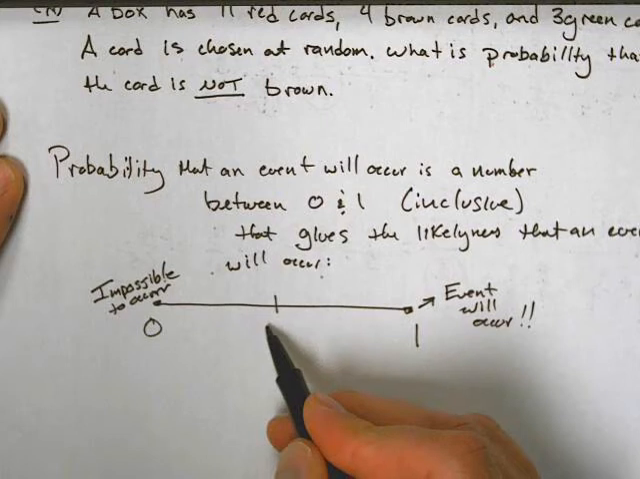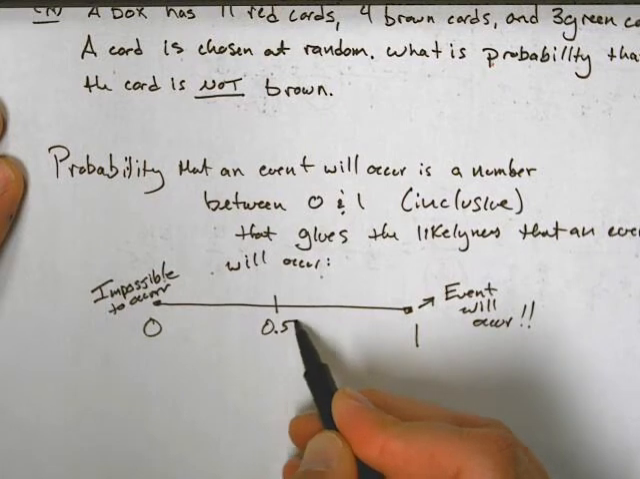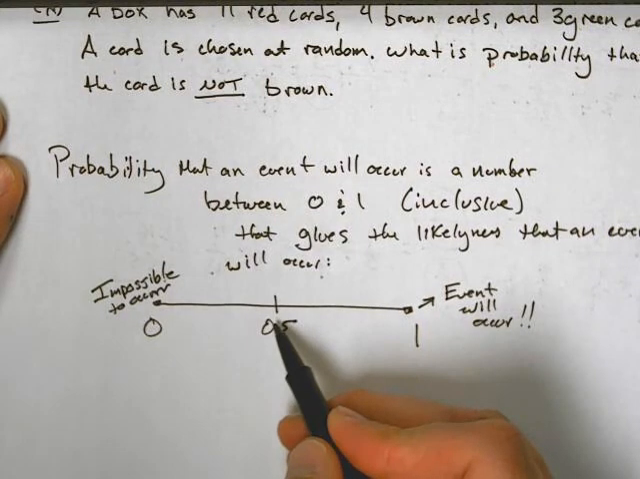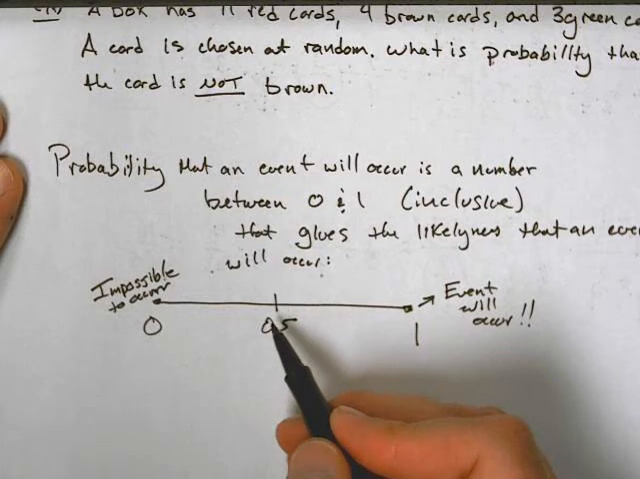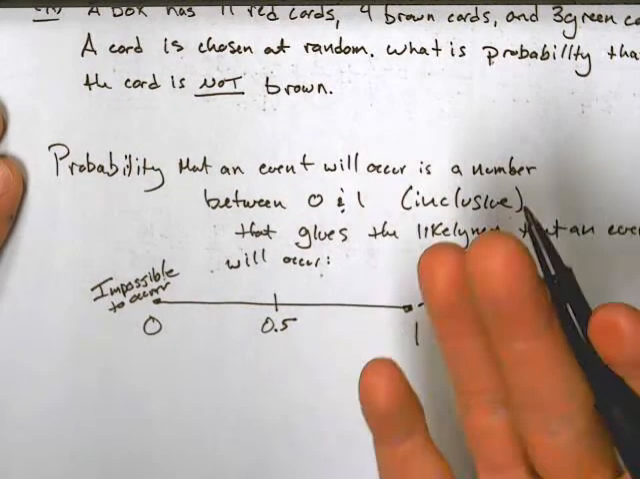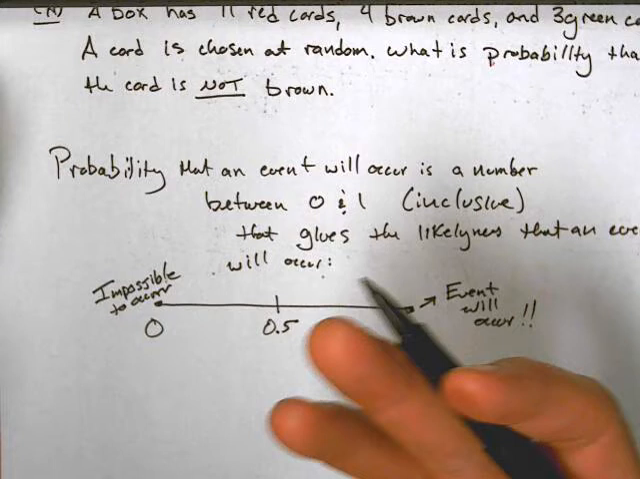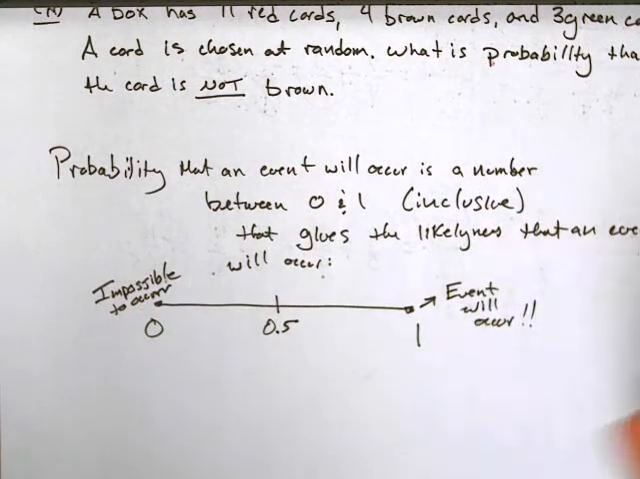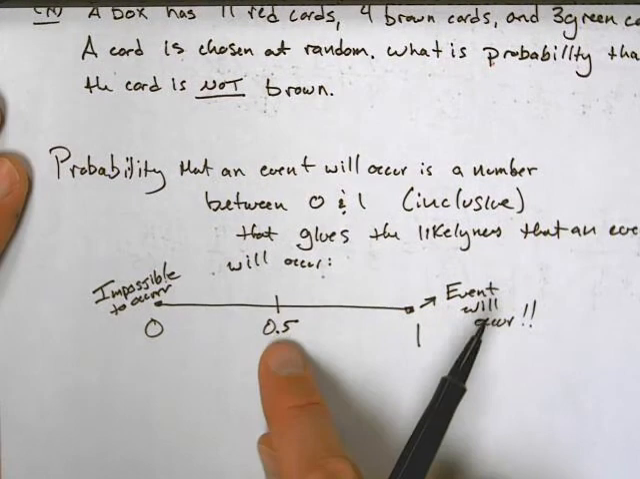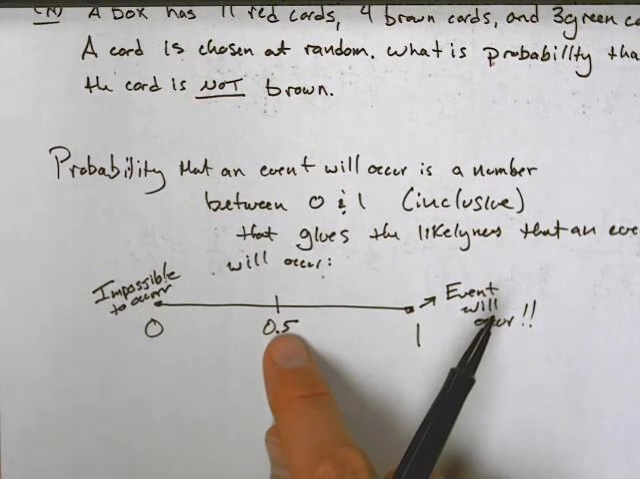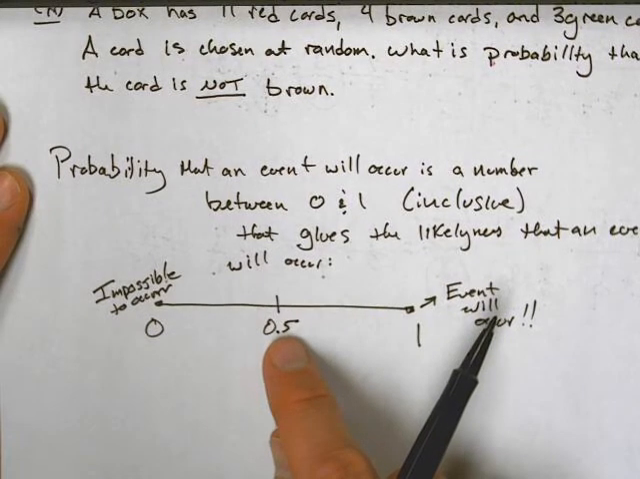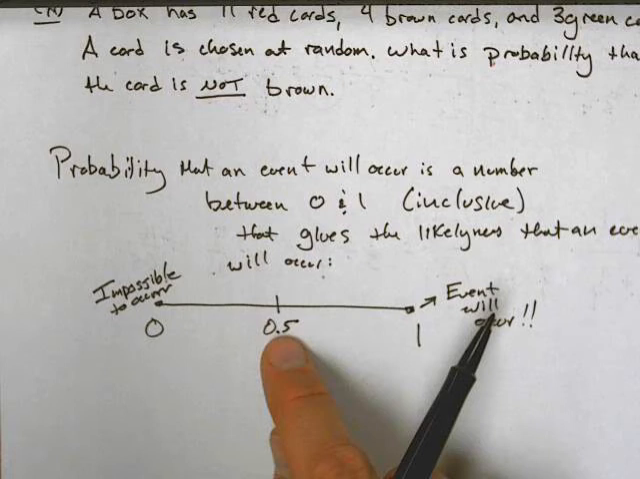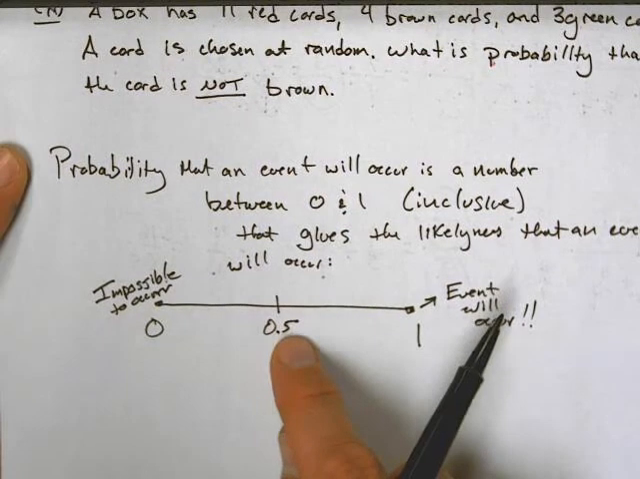Right in the middle, if the probability is 0.5, this is just as likely for the event to happen as not to happen. That's why, if you flip a coin, this is a fair way of choosing between two things, because as long as it's a fair coin, the probability that it's going to be heads is 0.5. The probability that it's going to be tails is 0.5. It's just as likely to be on either side.